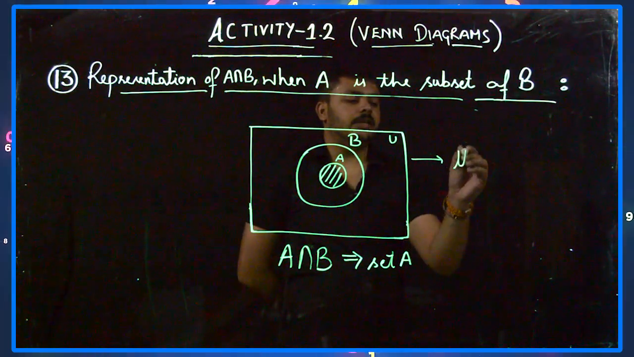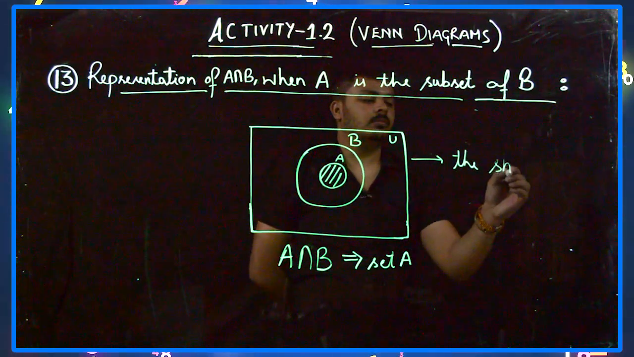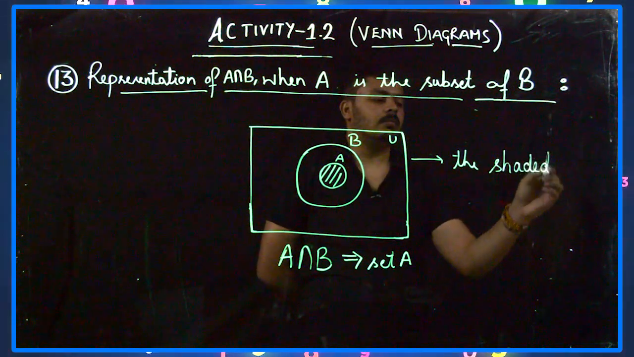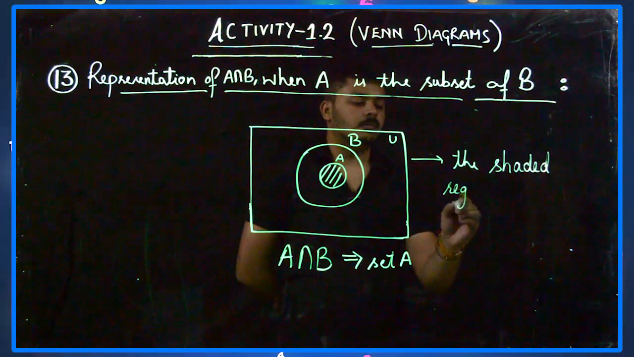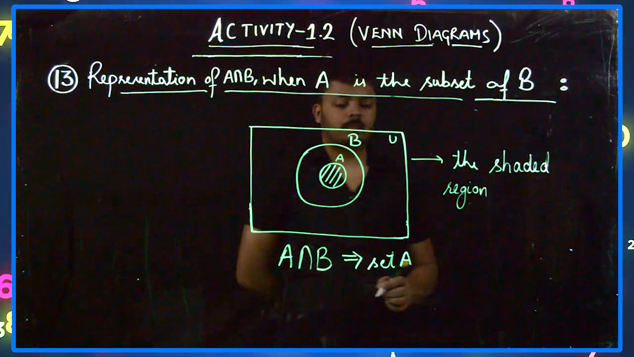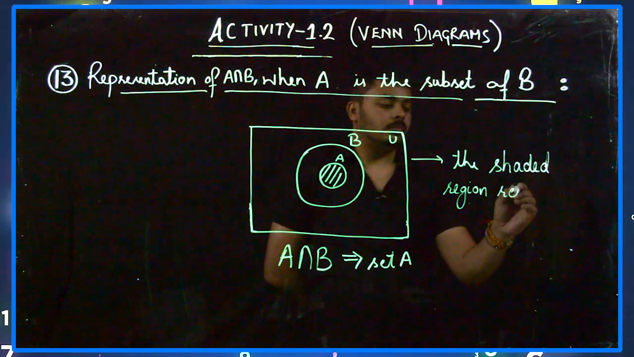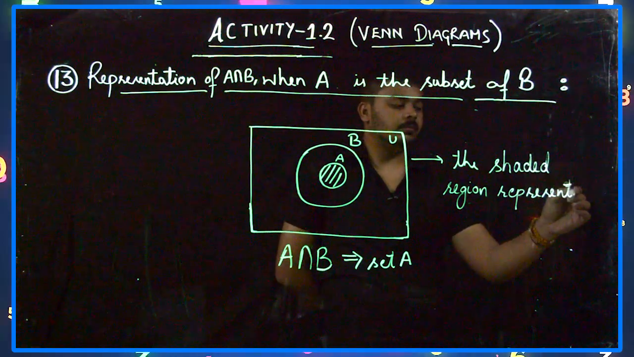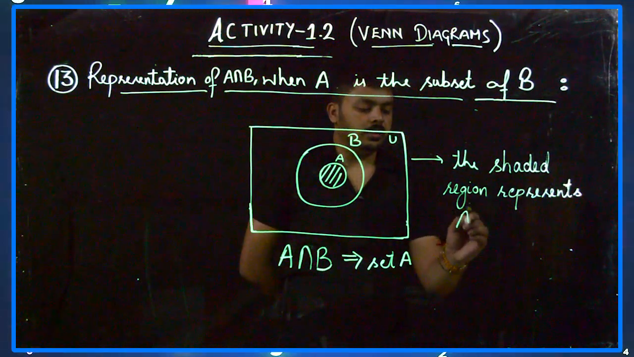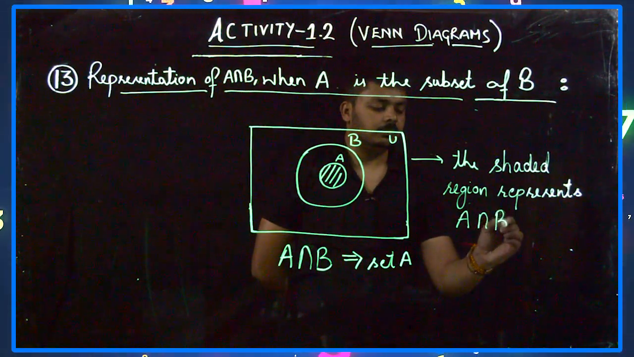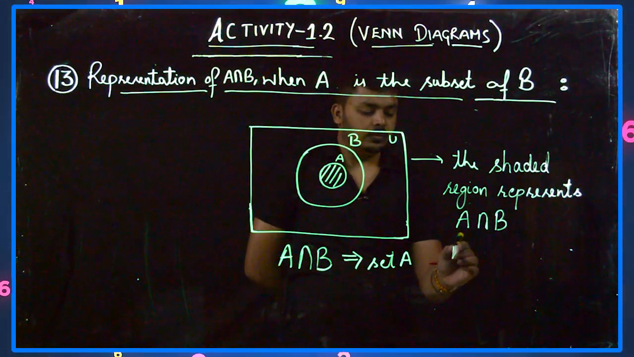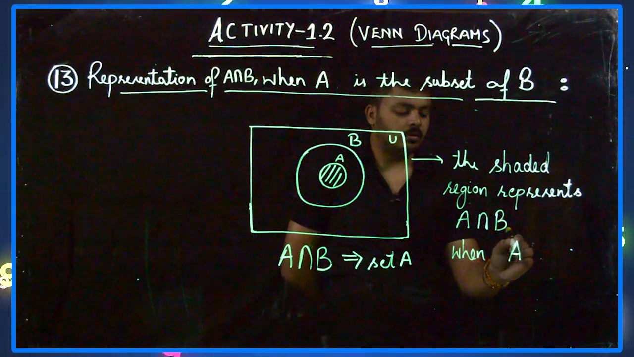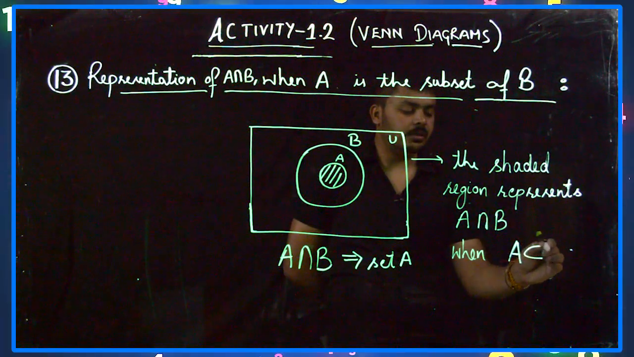Here, the shaded region represents A intersection B when A is a subset of B.